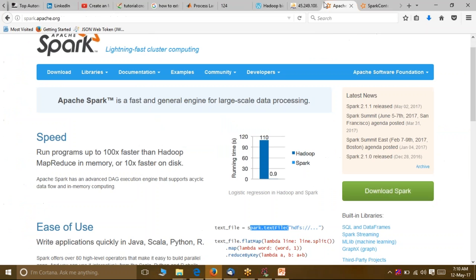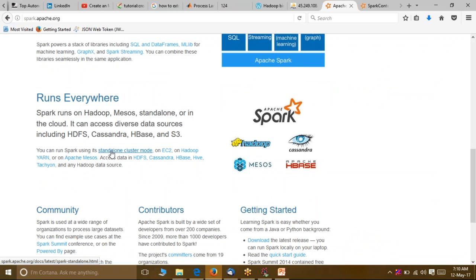You can run Spark using its standalone cluster mode on EC2, or Hadoop YARN, or on Mesos. Access data in HDFS, Cassandra, HBase, Isilon, Tachyon. Tachyon is a kind of data storage again. Isilon also we have. All these are the data storage techniques, the way in which you store the data and read it effectively. HBase is also a storage technique, Hadoop database that is called.